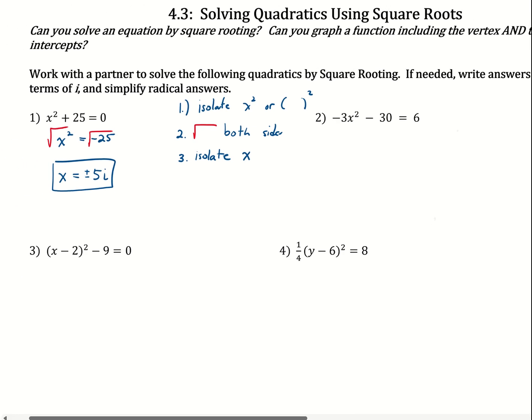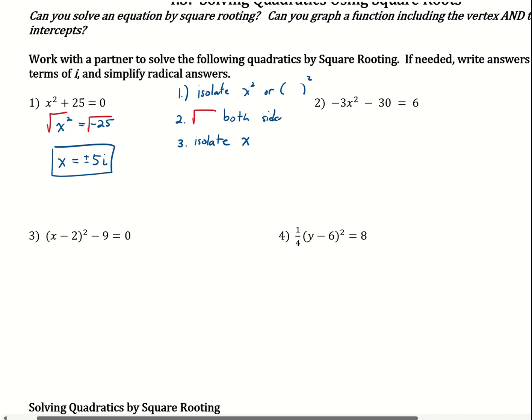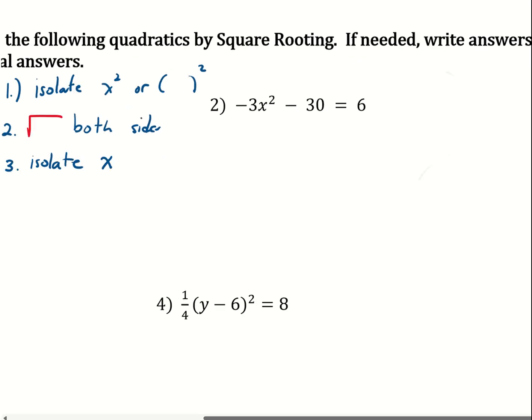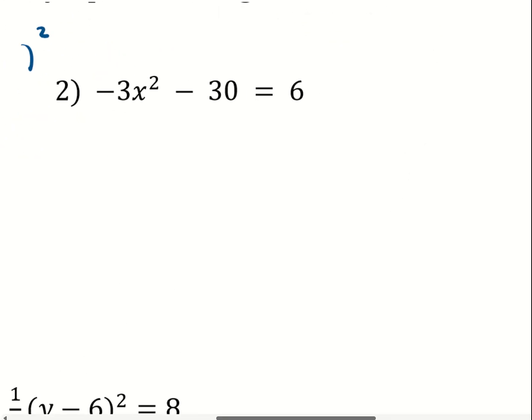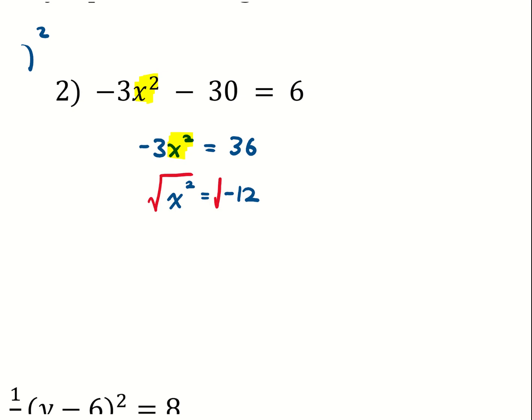All right, if we take a look at number 2, I'd encourage you guys to pause the video, try the rest of these on your own, and then go back and watch the video and see how you did. So for number 2, the thing we want to isolate in this case is x squared right here. In order to do that, we're going to add 30 first. So we've got negative 3x squared, we're going to add 30 to get 36. We still have to get x squared alone. To do that, we're going to divide by negative 3. So 36 divided by negative 3 is negative 12. Now that we've isolated x squared, we're going to square root both sides.